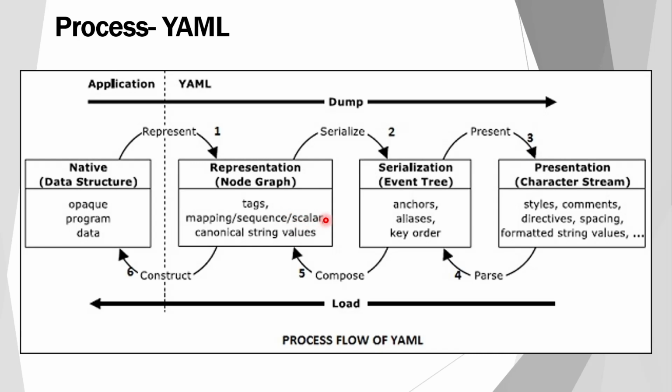Now next one is serialization. Here we have understood about anchors and aliases in the previous slide. So the serialization process is required in YML so that each human-friendly key order and anchor name is handled. The result of serialization is a serialization tree.